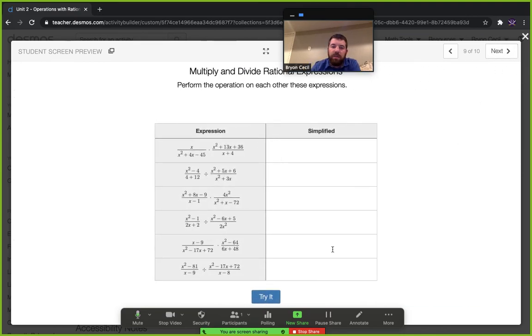Okay, and it looks like we have 2 more problems: x minus 9 over x squared minus 17x plus 72 times x squared minus 64 all over 6x plus 48. And then the last problem is x squared minus 81 over x minus 9. Guys, I'm going to go ahead and flip this. So now I'm going to make this the x minus 8 on top and the x squared minus 17x plus 72 on bottom. Man, I love that quadratic. And I'm going to multiply.